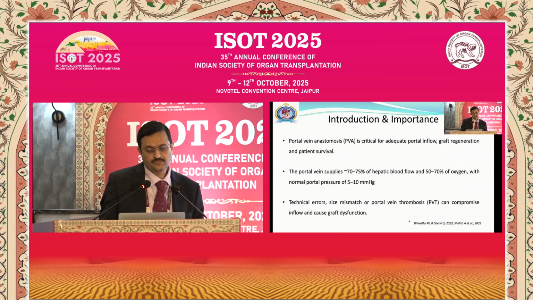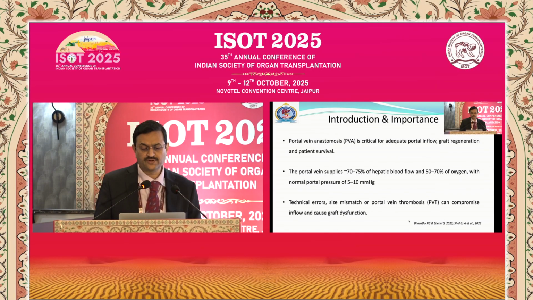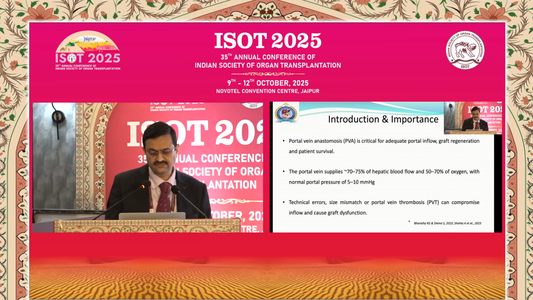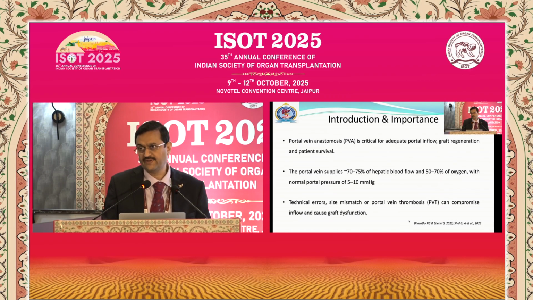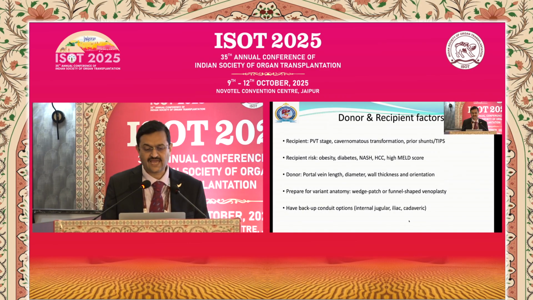So, coming to the portal vein, again, the anastomosis is very, very critical. You need to maintain an adequate portal inflow. That is very important for graft regeneration and obviously for patient survival as well. Portal vein supplies a significant amount of blood to the liver as compared to the artery, and if you have any technical errors, a size mismatch, or a pre-existing portal vein thrombosis, then it can actually compromise your portal vein anastomosis and obviously the subsequent outcome.